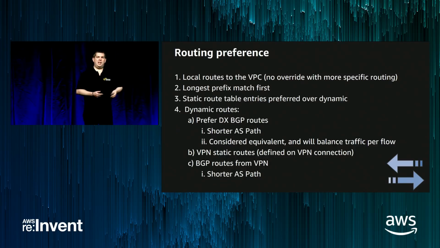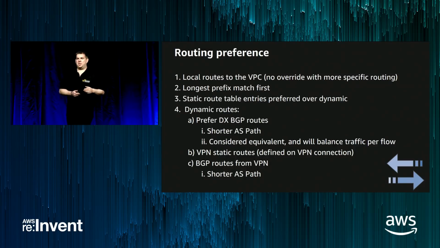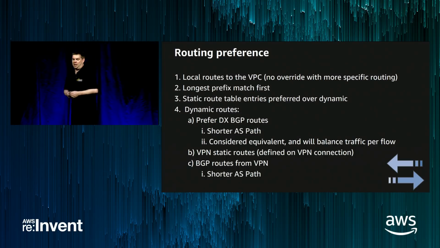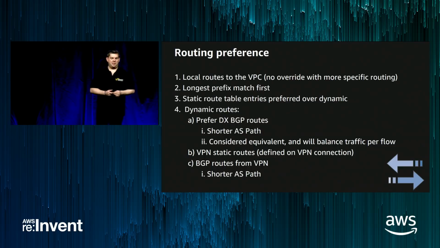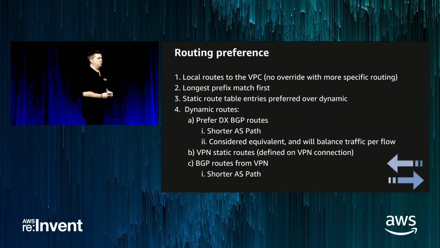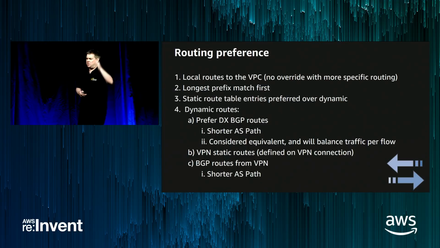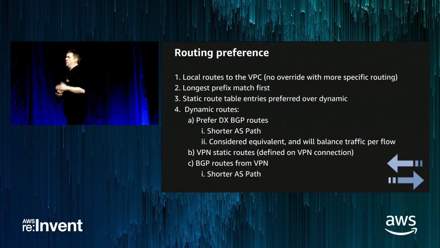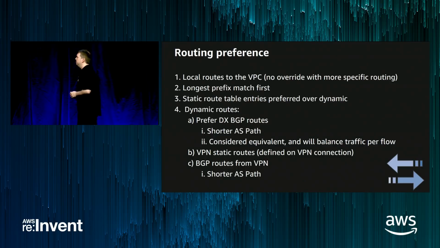If this wasn't Direct Connect, and actually it was a VPN connection, we're next going to prefer VPN static routes, so static VPN connections, and then finally, dynamic VPNs. And if we still have to break a tie in options here, then again, we look for the shortest AS path length. So this is the process we go through when we're making a decision about routing out of a VPC.